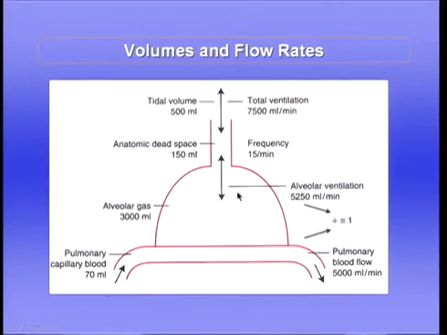In spite of the disparity between the volumes of the alveolar gas and the capillary blood at any instant in time, the volumes reaching the blood-gas barrier per minute on the gas side and the blood side are approximately the same. In other words, the ratio of alveolar ventilation to pulmonary blood flow is about 1. And we're going to hear much more about the ventilation perfusion ratio in due course.